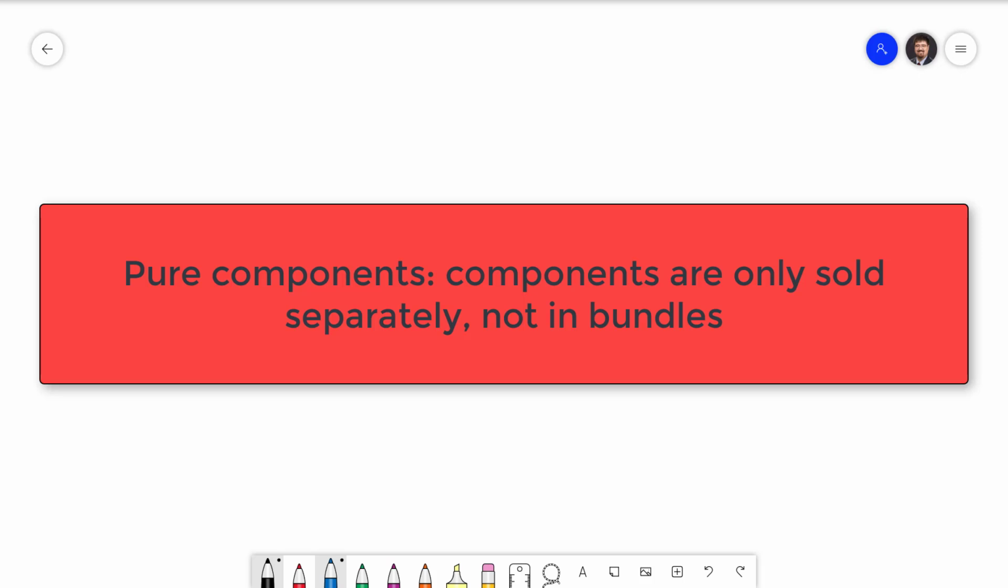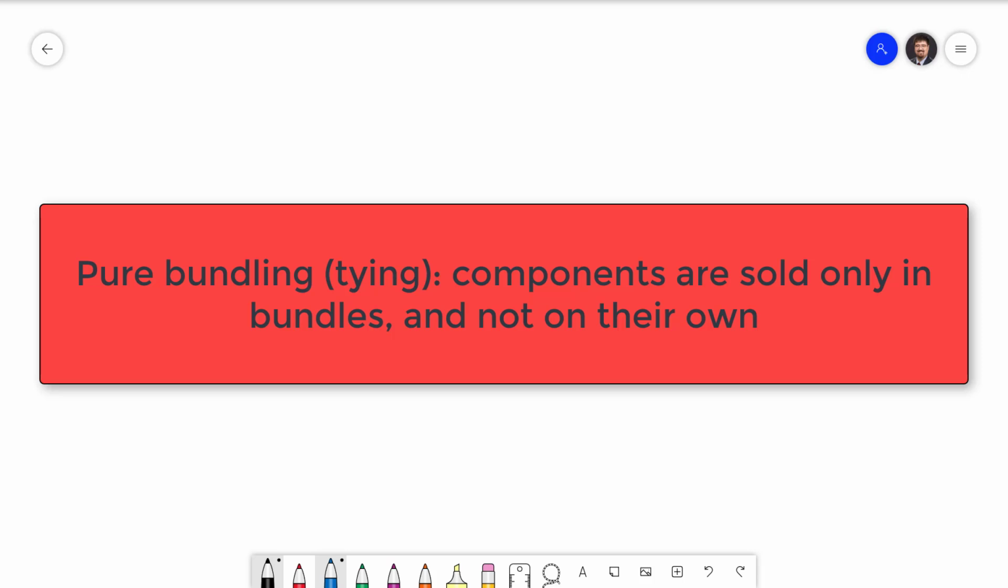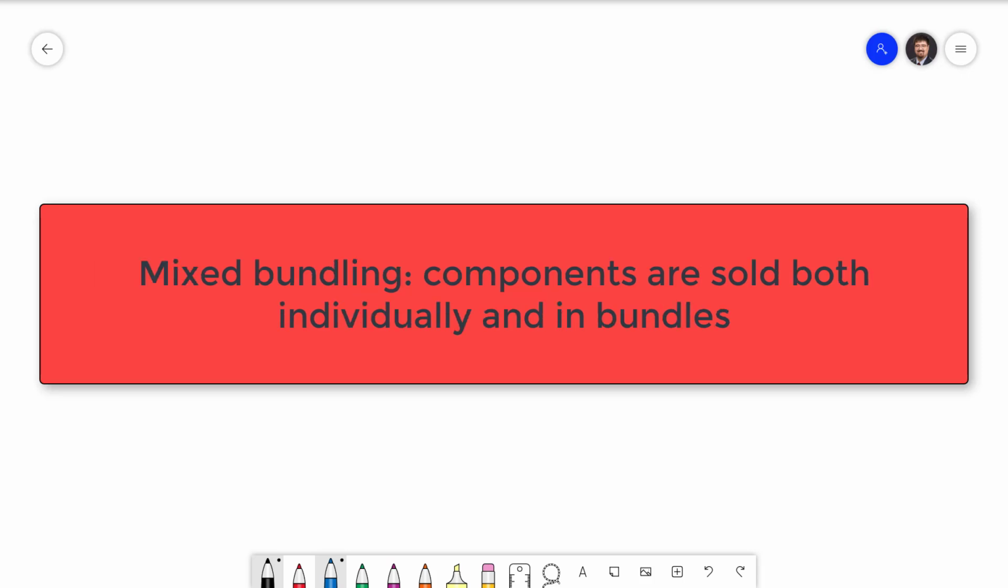Within bundling, there are three cases to consider. First is pure components, where the components are sold a la carte only and not in bundles. This is seen in fancy steakhouses where you order just a steak by itself and you order all the sides separately. Next, in pure bundling, components are sold in bundles only and never on their own. A good example of this would be cable TV packages. You might also hear the term tying, which refers to pure bundling. Finally, in mixed bundling, components are sold both individually and in bundles. Fast food restaurants engage in mixed bundling, where you can get a sandwich, drinks, and fries all on their own or as part of a meal.